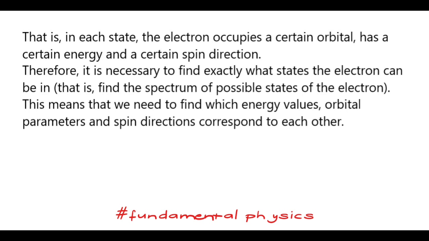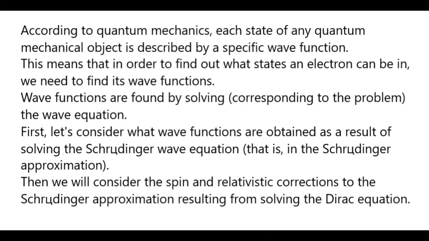Therefore, it is necessary to find exactly what states the electron can be in. That is, find the spectrum of possible states of the electron. This means that we need to find which energy values, orbital parameters, and spin directions correspond to each other. According to quantum mechanics, each state of any quantum mechanical object is described by a specific wave function. This means that in order to find out what states an electron can be in, we need to find its wave functions. Wave functions are found by solving the wave equation corresponding to the problem.